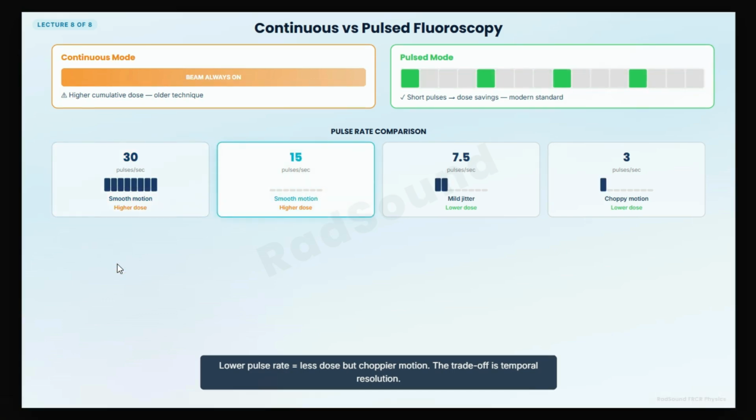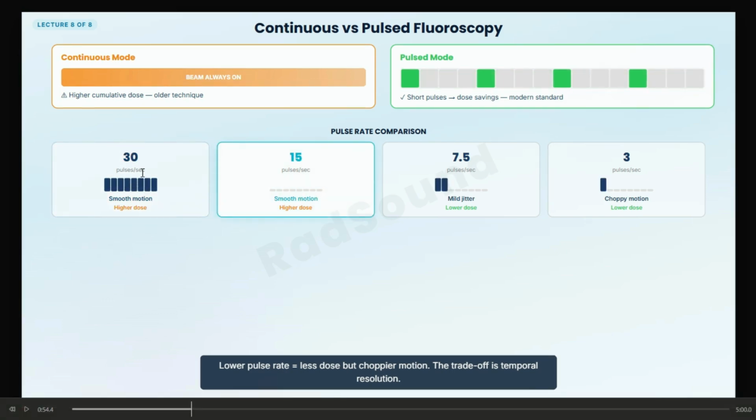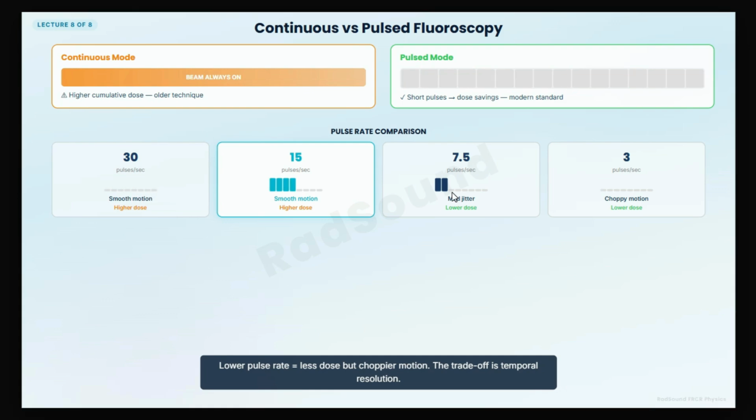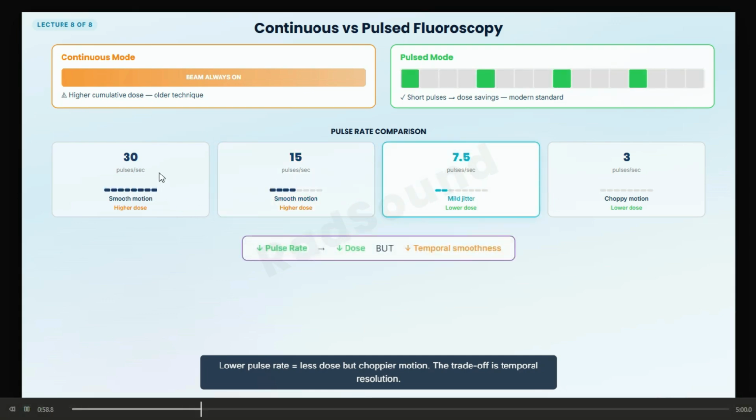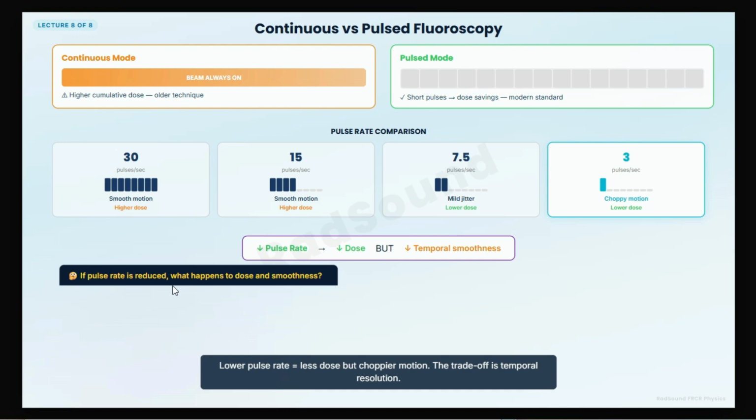So, for example, take a look. We have 30 pulses per second. So you see this 30, that is a bit smoother motion. Have this part because it is a very important exam.